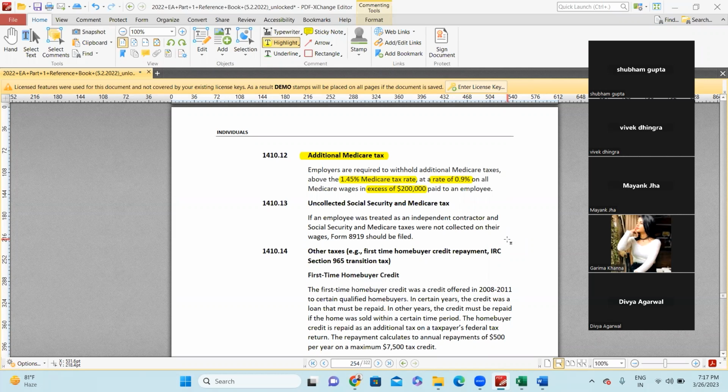No, this comes under the retirement benefit plan. Social Security and Medicare, they all are retirement benefits.